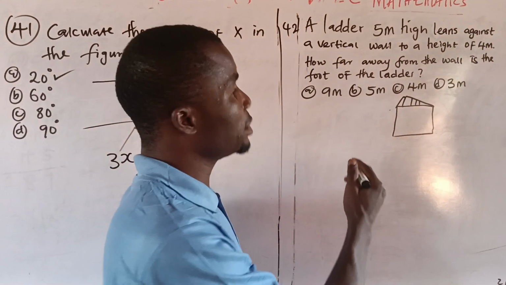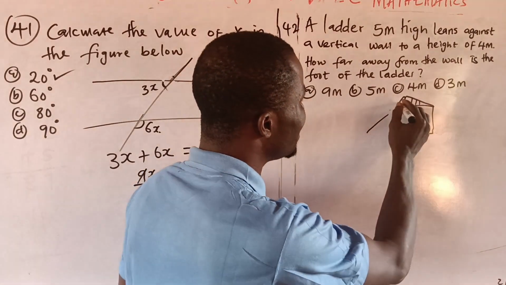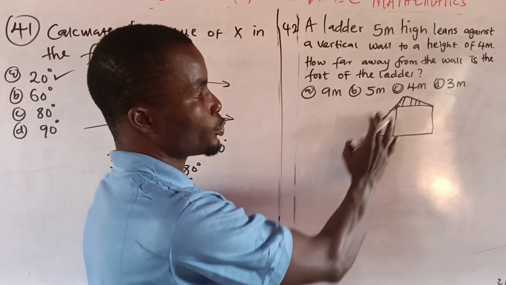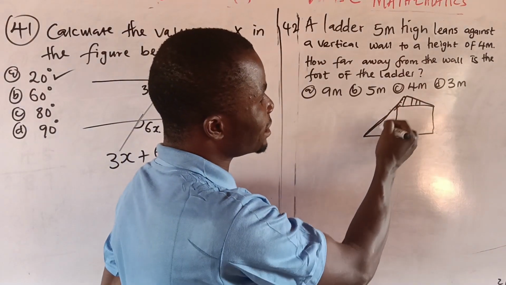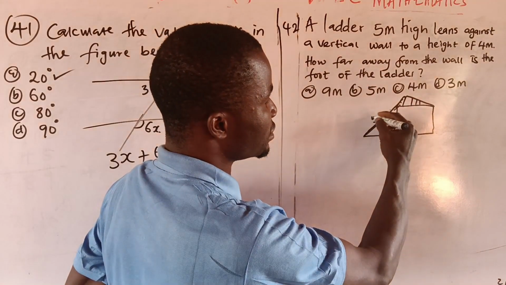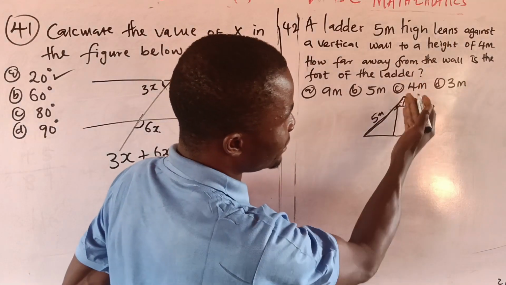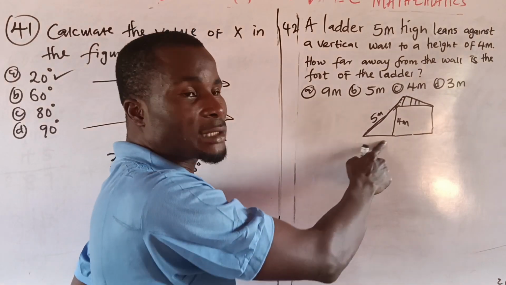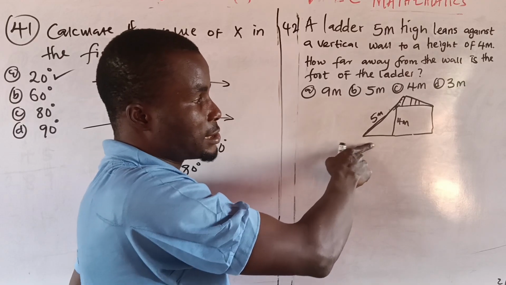In this building, there is a ladder that leans against it. If you can see, we have what we call a right angle. The ladder that leans against it is 5 meters, and the height of the vertical wall here is 4 meters. So what are we looking for? We are looking for the foot of the ladder, that is the adjacent.